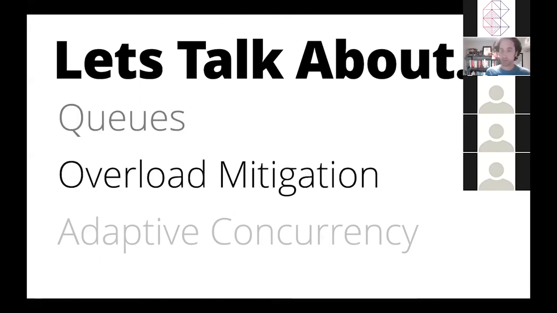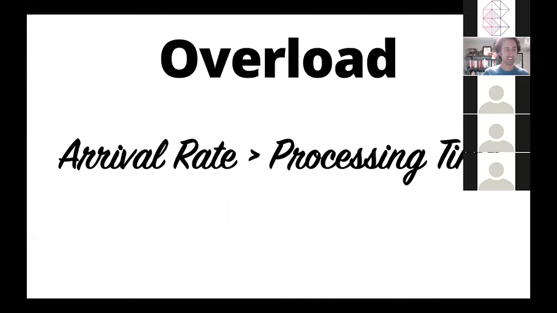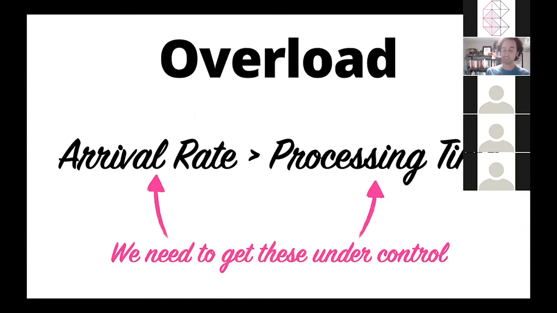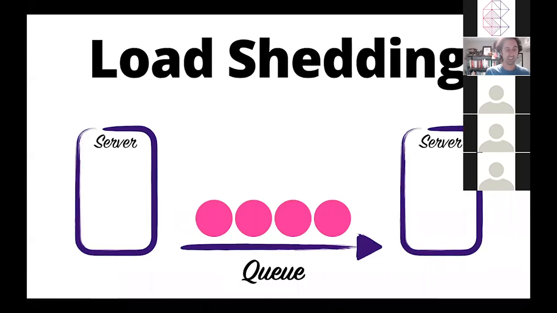So obviously this is bad. We want to have a way to mitigate this. And at the risk of sounding overly simplistic, if we know that overload happens when the arrival rate is greater than the processing rate, then we have to get these two variables under control. We have to somehow govern these two things. And again, at the risk of sounding overly obvious, the only real way to do that is to start dropping stuff out of the queue. If you start to go above what your system's capacity is, you have to load shed. You have to take work off of the system in order to do that.